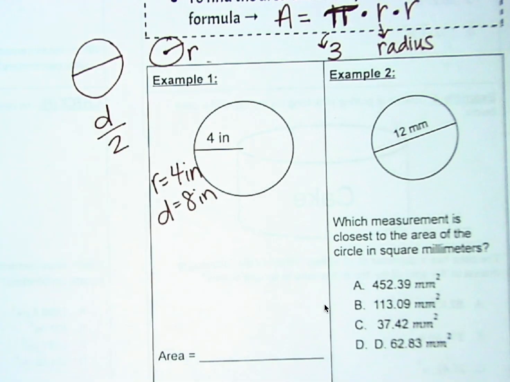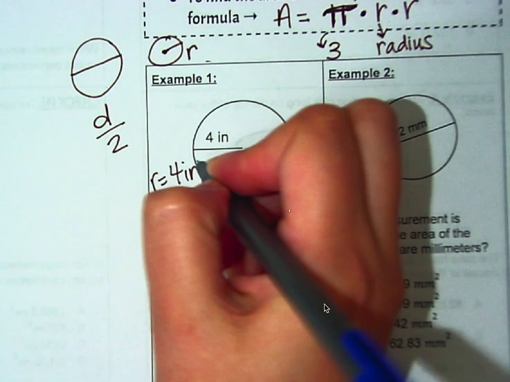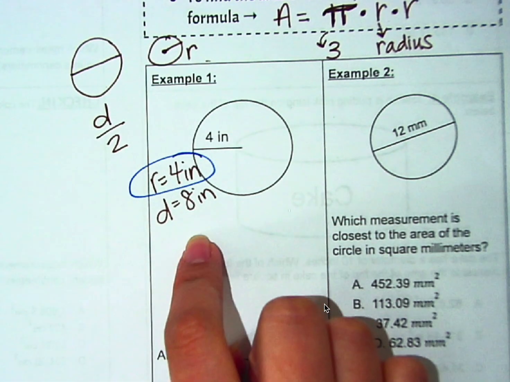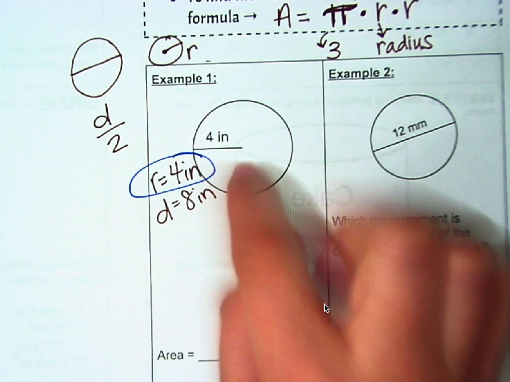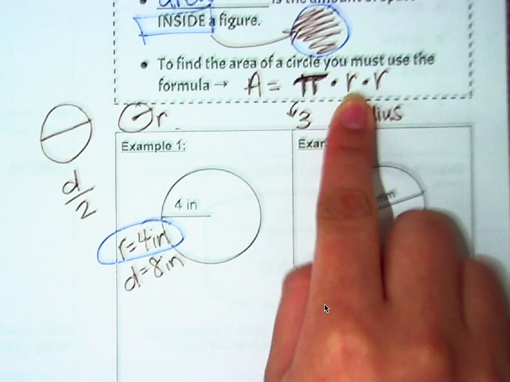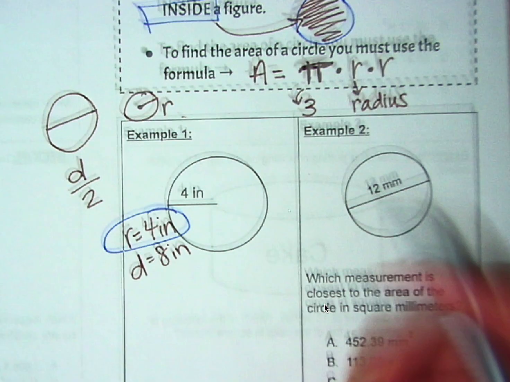But what does the formula call for? The formula of area calls for the radius. So I want to see this on your paper. I want you to find the radius and diameter, but you're going to circle the radius because that's what the formula calls for.